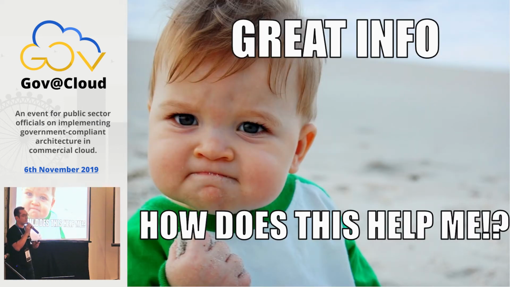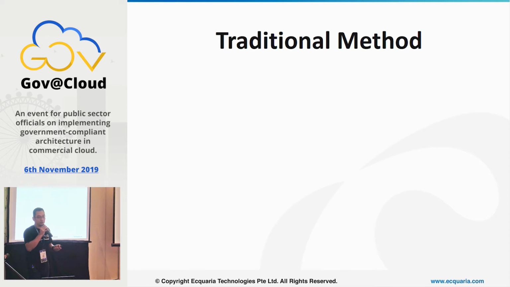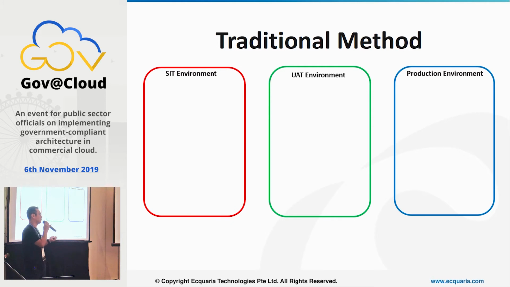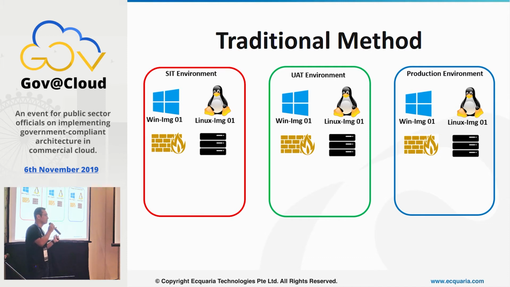So good info. How does this help me? Let me jump straight to the benefits. Benefit number 1, automating infrastructure in a faster, repeatable and consistent manner. How does it help? Traditionally, when we want to deploy our infrastructure, we always have 3 environments as the minimum. We have the SIT, the UAT and the production. There may be differences in size, but we always try to ensure that we provision using the same images, like image number 1 for Windows, Linux image number 1, to be consistent.